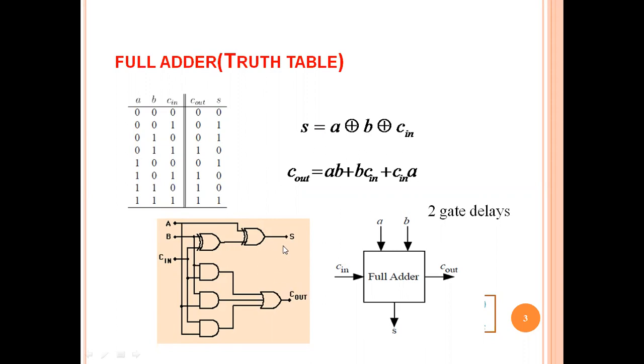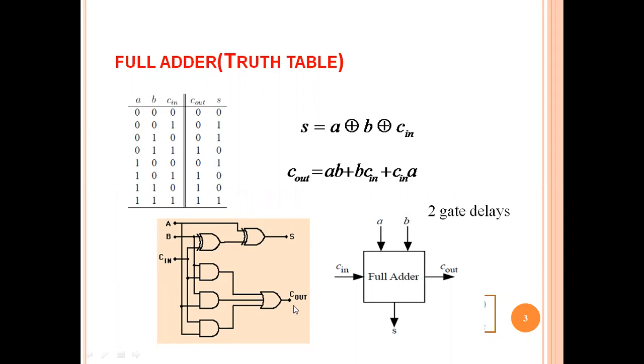Clear? Again I repeat: if I use this type of circuit with 2-input XOR gates, the gate delay for getting the sum is 2, and the gate delay for getting the carry is also 2. If I use a 3-input XOR gate, the gate delay for getting the sum will be 1, because the 3 inputs go directly to the one gate, but Cout will still require 2 gate delays. So 2 gate delays are required for Cout whatever circuit we use.